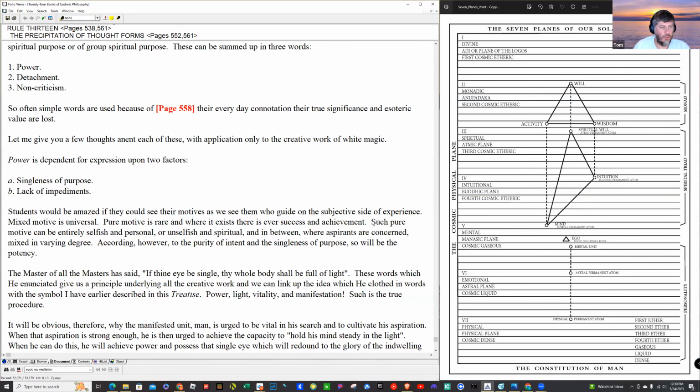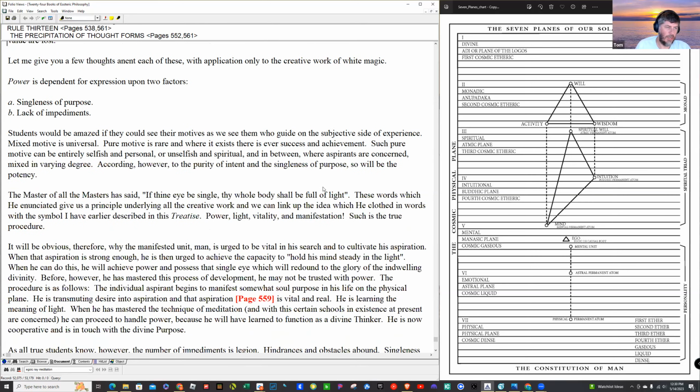So often simple words are used because of their everyday connotation, and their true significance and esoteric value are lost. Let me give you a few thoughts on each of these, with application only to the creative work of white magic. Power is dependent for expression upon two factors: A, singleness of purpose, and B, lack of impediments. Students would be amazed if they could see their motives as we see them, who guide on the subjective side of experience.